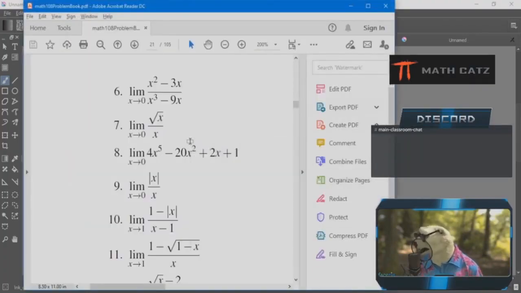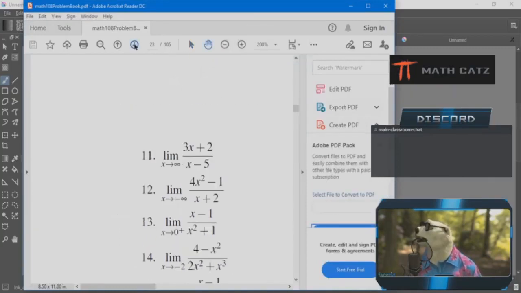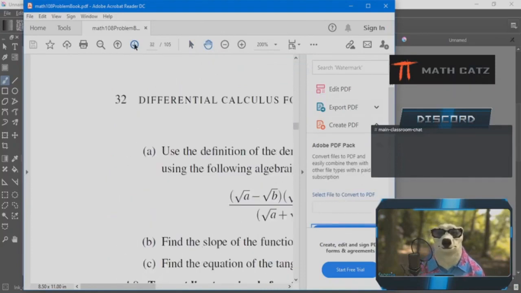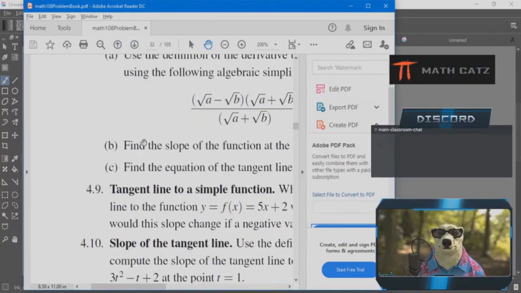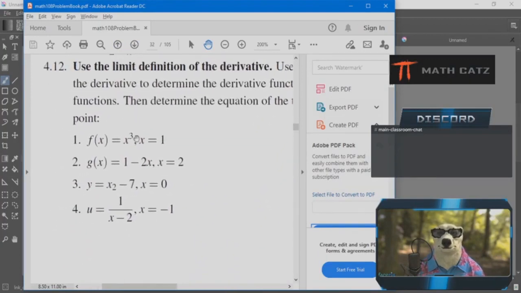There we go. Okay. And there we go. Chapter 4 is down here somewhere. There we go. Now there's a typo that the 2 is a little low. It's actually x squared minus 7, which is why I wanted to do this one so you don't get confused by this typo.